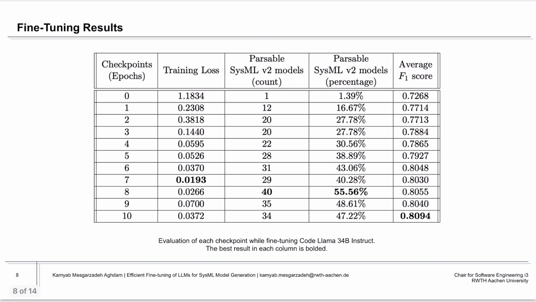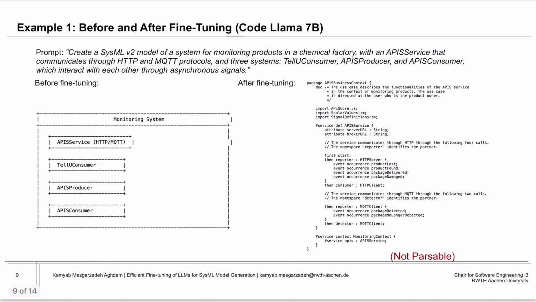So these are the results of the fine-tuned Code Llama 34B. And these are also the best results that I could achieve with fine-tuning. And as you can see, the best results correspond to a parsability percentage of 55.56%. And as you can see, I couldn't outperform few-shot learning in this project.